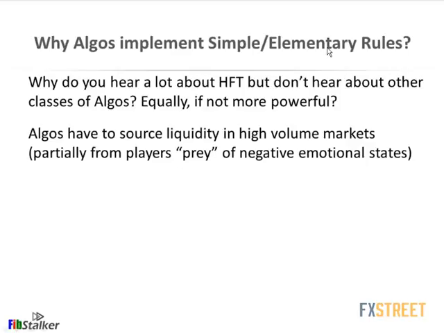There are other reasons why we don't hear about algorithms. Algorithms also have to source liquidity in high volume markets, which means that for an algorithm to take a position, there has to be someone else that takes the opposite position. Now, if the volume is skewed mainly towards algorithms trading in the market, actually they also have to pay other players with negative emotional states. What I mean is that if an algorithm has to enter in a spot, in that spot there have to be a lot of human players as well, who actually are in pain because they are ill positioned in the market and they're going to exit.